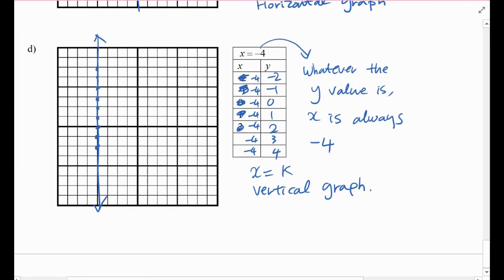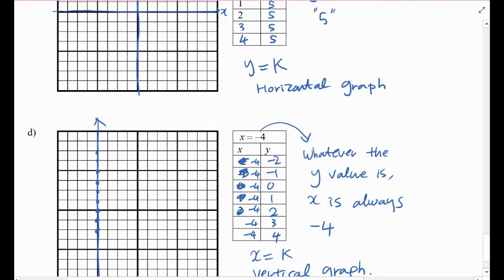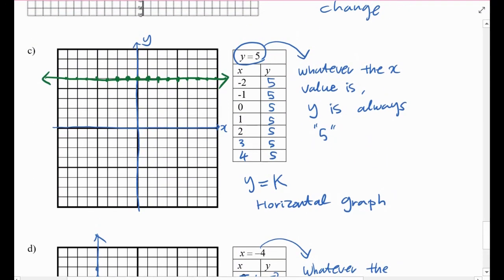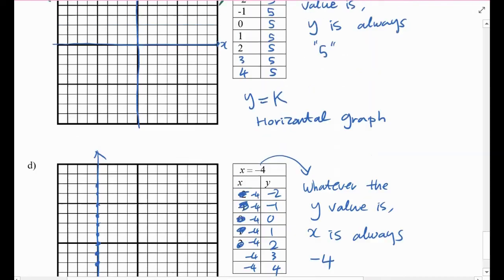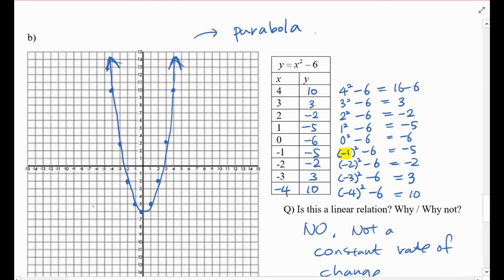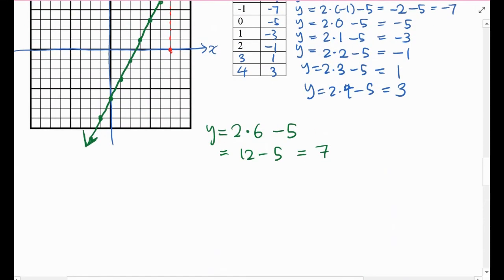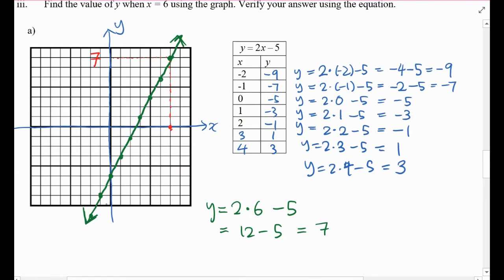All right, so that is it for today, everyone. You should be able to draw a horizontal graph and vertical graph. And using a table, you should be able to draw a curve and a straight line. All right?